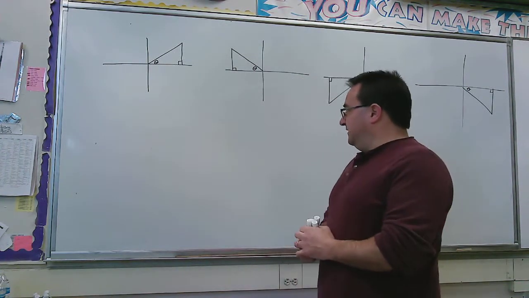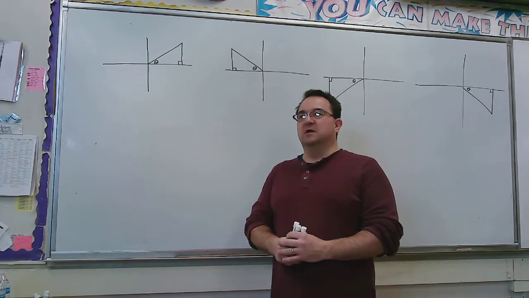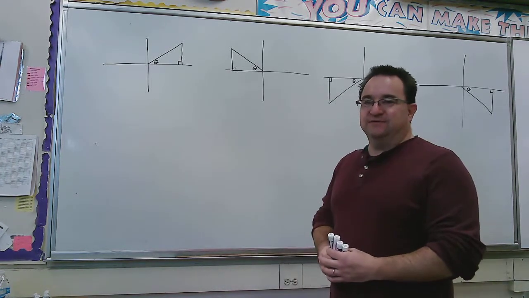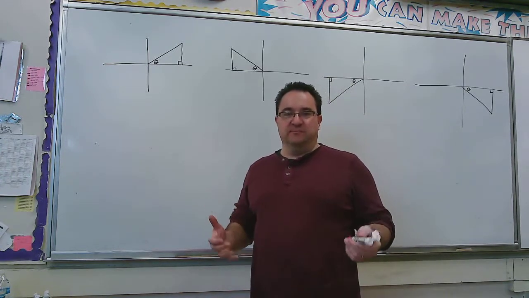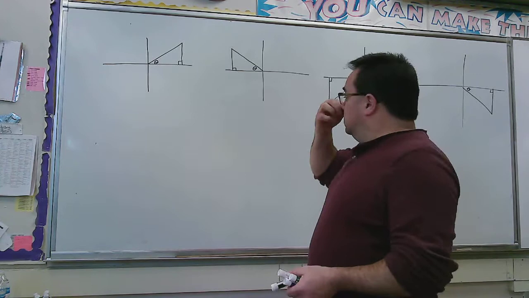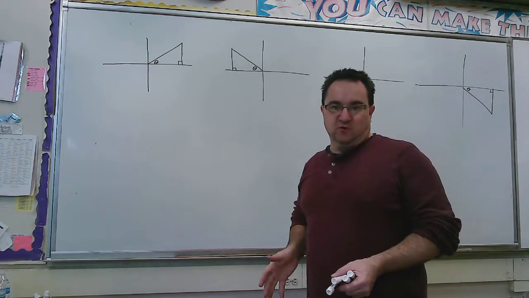Today we're going to look at a particular kind of trig problem. It's got a very important idea in it. So instead of jumping right into the problem, I'm going to set it up and then we'll do a couple examples real quickly. So I drew a right triangle in each of the four quadrants.